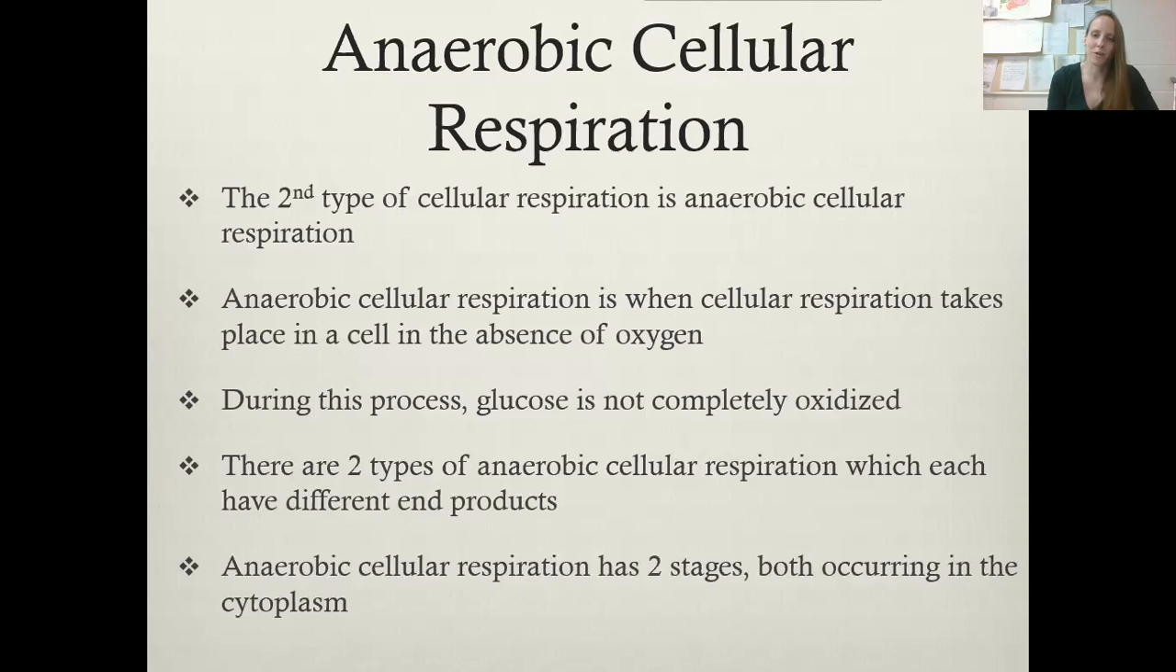Anaerobic cellular respiration, on the other hand, takes place in the absence of oxygen, so there is no oxygen present. In this case, the glucose is not completely oxidized, so it's not completely broken down, essentially. There are still carbons that are not attached to oxygens, that are not made into carbon dioxide, is what it means when it's not completely oxidized. There are 2 different types of anaerobic cellular respiration, and we'll talk about those in a later lesson.